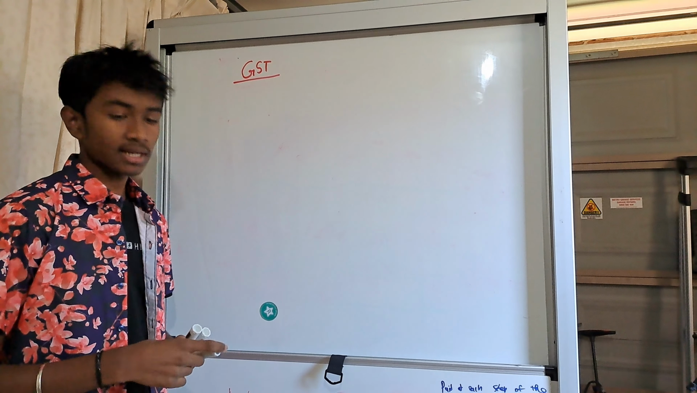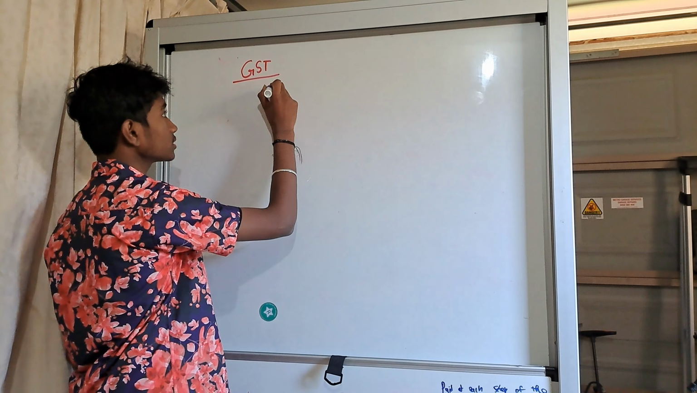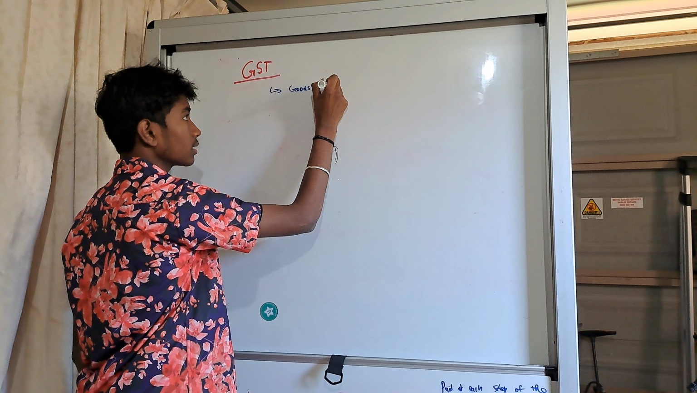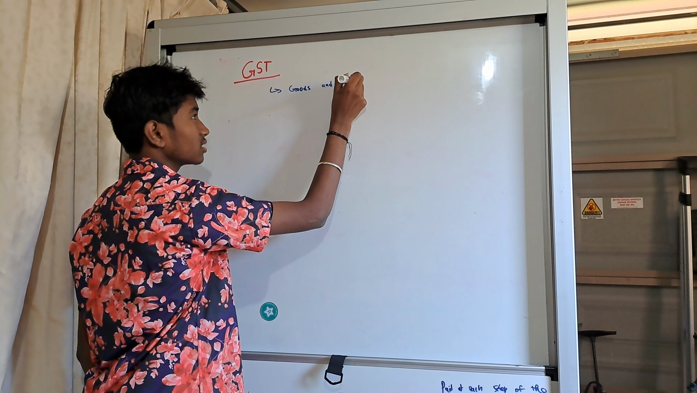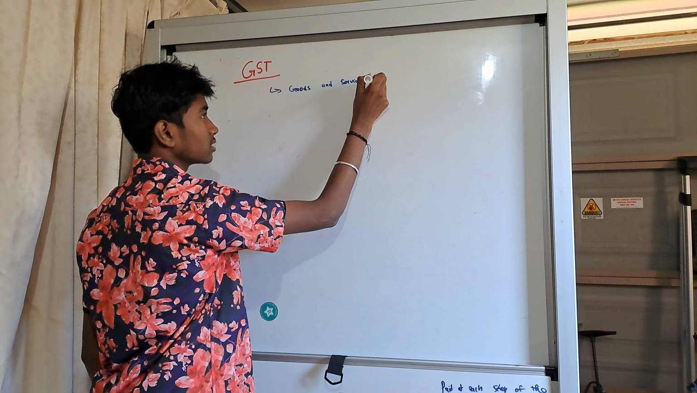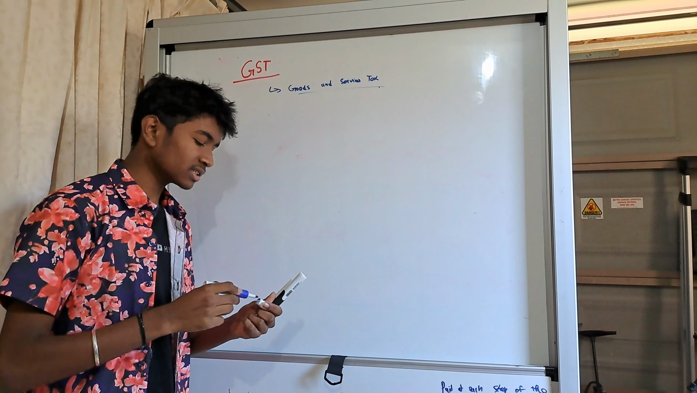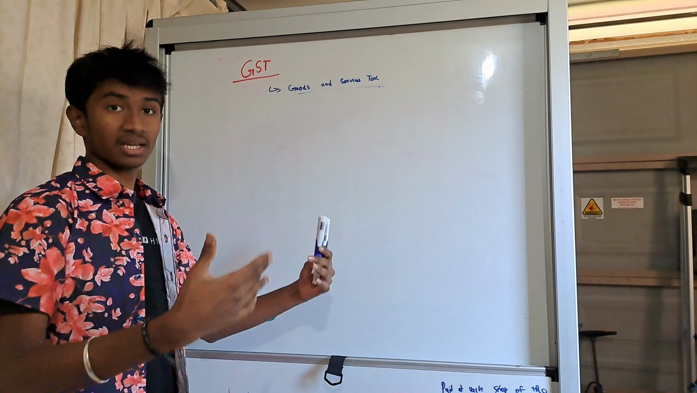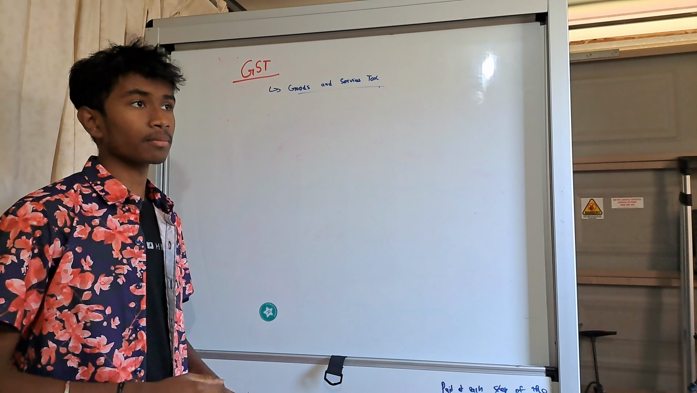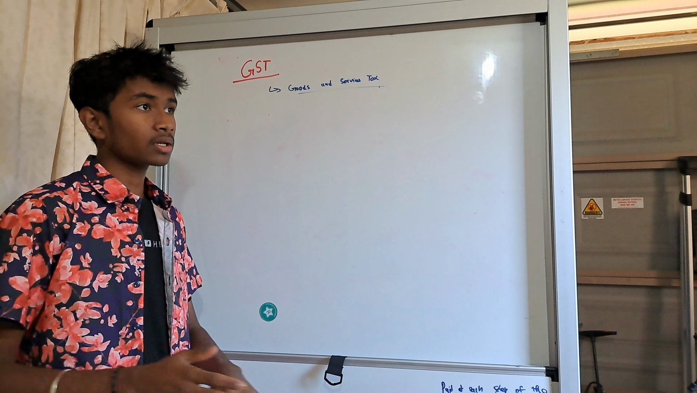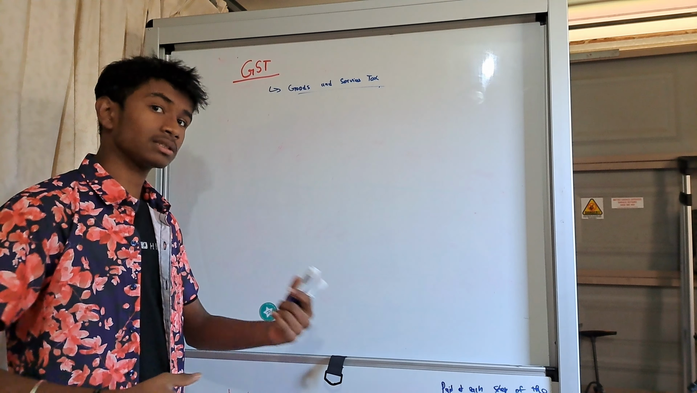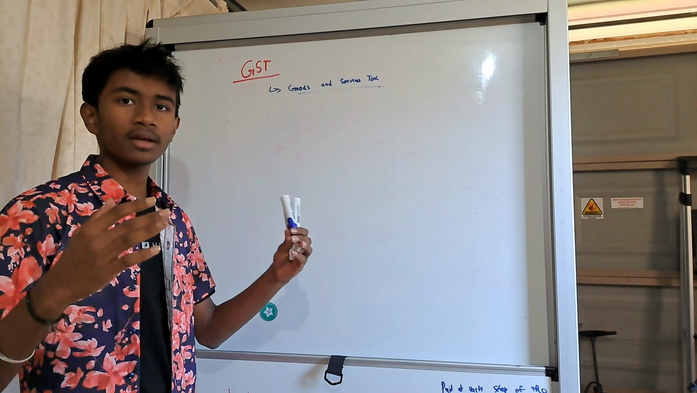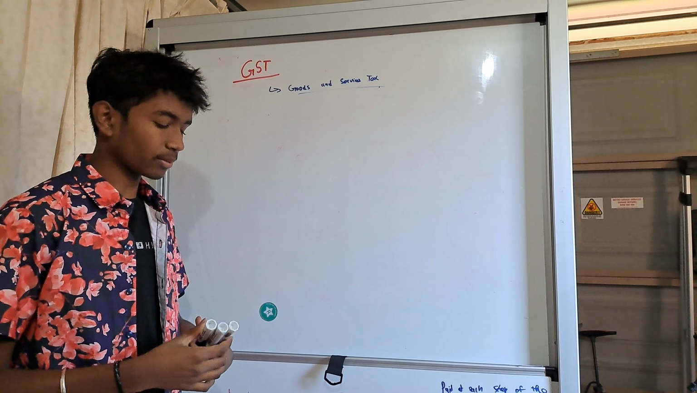What is GST? GST is Goods and Services Tax, and it applies to most products that you buy. Why I'm saying most is you don't pay GST on your house rents and duty-free products, such as the products that you buy in airports and everything. But this is the goods and services tax that you pay in the country for all the products that you buy.